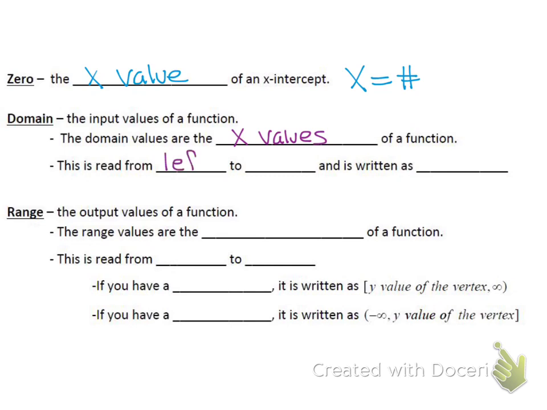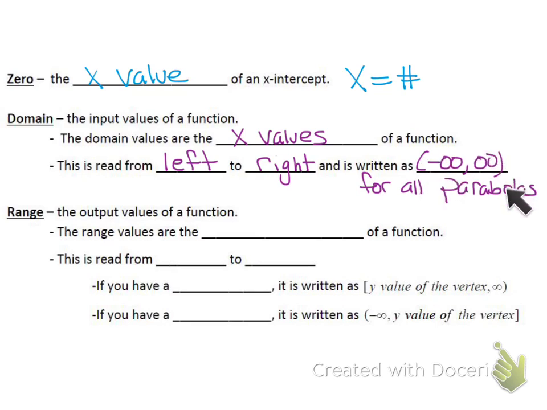We read a domain from left to right, and it is written as -infinity to +infinity for all parabolas. Notice the parentheses. These details are really important in order for you to get full credit on a quiz or a test. And we always use parentheses with infinities because we never actually can reach infinity, so those values are not included.